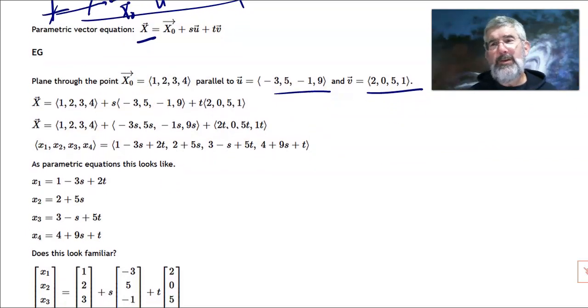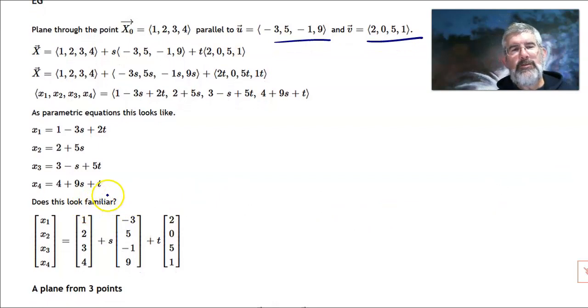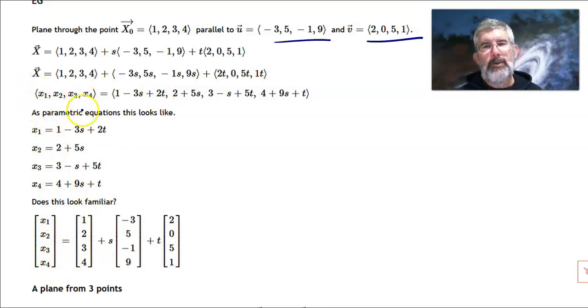Now, I'm hoping this looks familiar to things that we've done earlier in the course. In particular, if I write my vectors vertically rather than horizontally, and use square brackets rather than pointy brackets, this looks like a solution to a linear system that has some free variables. The column matrix x1, x2, x3, x4 is equal to the column 1, 2, 3, 4, plus s times this, plus t times that. And notice that this and that are the u and the v that we started with, these two vectors, only they're written vertically.